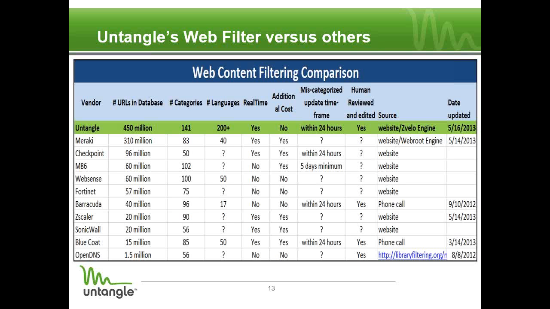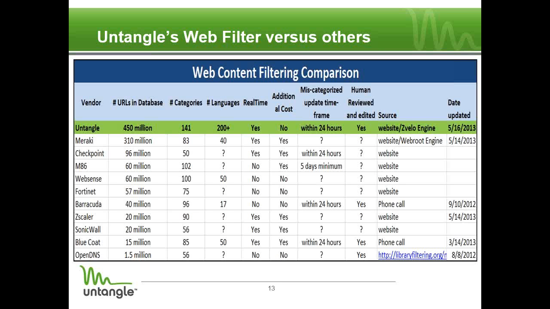Comparing Untangle to different web filters and competitors that we have in the marketplace, you can see here, I personally have done this. This is my own comparison. I've sourced this information from different websites or even made phone calls to competitors like Blue Coat and Barracuda to get information that they didn't readily publish on their websites. And you can see Untangle's at 450 million URLs, over 200 languages supported. We categorize in real time on the fly. There's no additional cost to do that with Untangle because it's included in our packages.